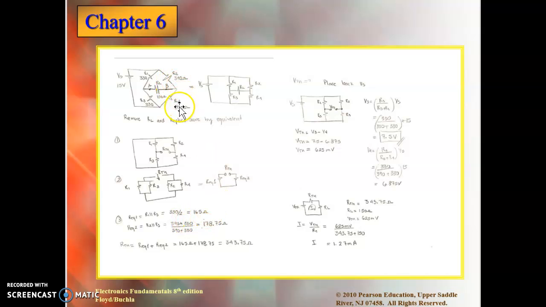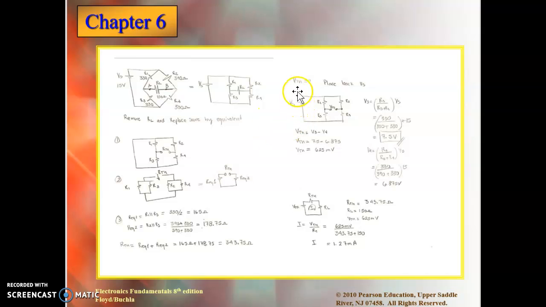R2 is 390 and R4 is 330, so I cannot divide them. I have to use the formula. I get 178.75 ohms. So then I just do the equivalent circuit here, and then my R Thevenin is just the series combination of the two. Why are they in series? Because they are only connected at 1 point. So R Thevenin is R1 plus R equivalent 2, which gives me 343.75 ohms. So I'm done with the R equivalent.